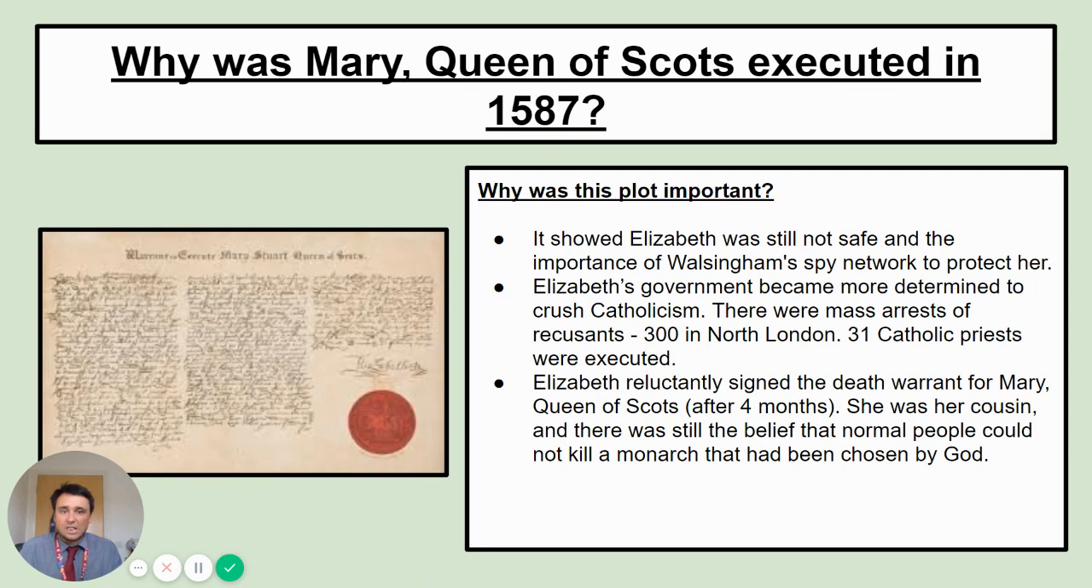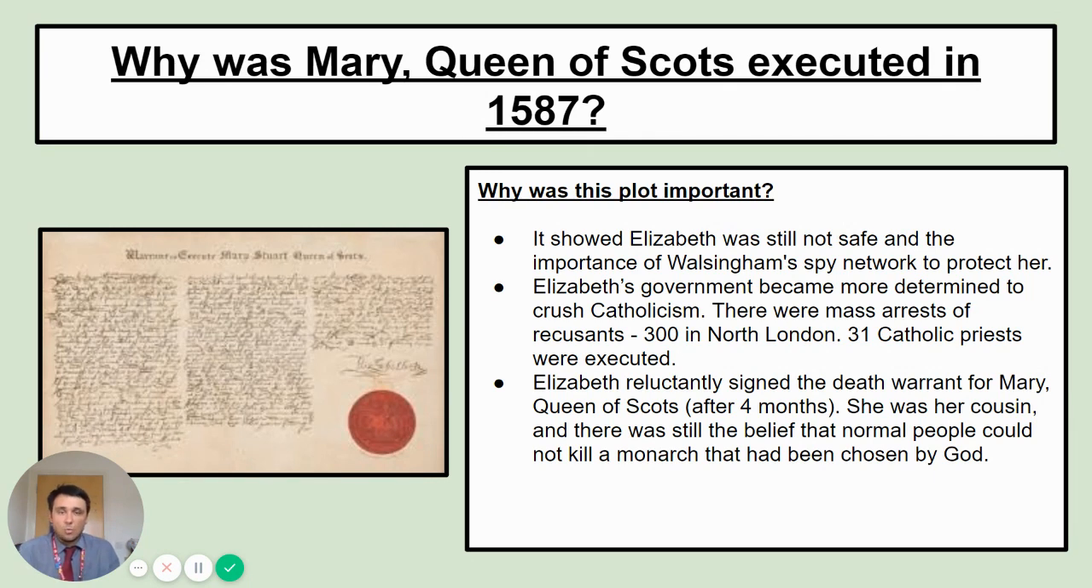And Elizabeth reluctantly signs the death warrants for Mary, Queen of Scots, after 4 months. Everyone else, hanged, drawn and quartered, got out of the way. But the Privy Council, Elizabeth's advisors, for 4 months said, Mary, Queen of Scots is guilty. We've got the evidence. The court have found her guilty. She needs to be executed. She needs to be killed. And Elizabeth, still, we remember, she couldn't make her mind up about things. It's her cousin. She felt people didn't have the right to kill monarchs. And so she refused to sign it.